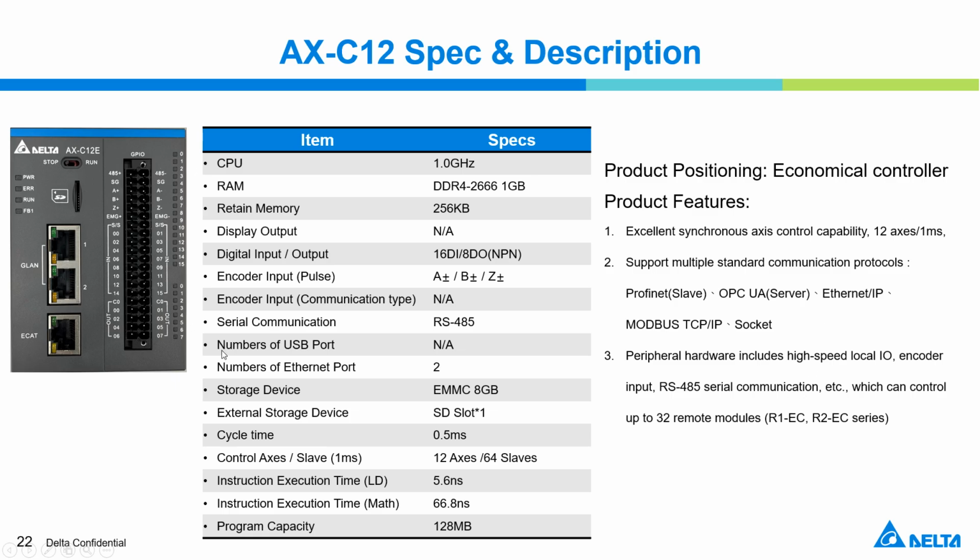And for the peripheral hardware, it includes a high-speed local I/O, encoder input, RJ-45 ports, and it also can control up to 22 remote modules. It means this module does not support the right side extension.